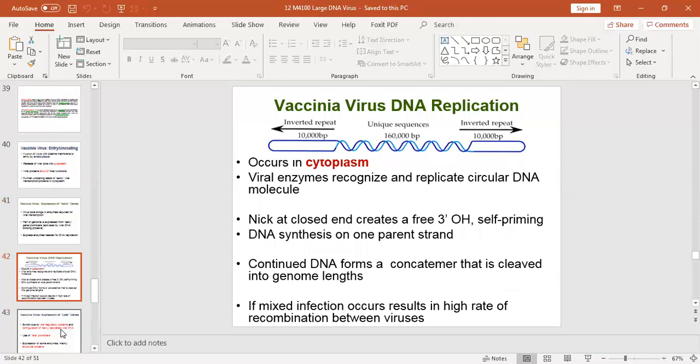Slide number 42, how does vaccinia virus DNA replication happen? We talked about the fact that replication of this virus occurs in the cytoplasm. Viral enzymes recognize and replicate those circular DNA molecules. At the end of these circular DNA molecules, the virus causes a nick, and it creates a free hydroxyl group, leading to self-priming, and this self-priming triggers the synthesis of DNA on one parental strand. Remember, we said that vaccinia virus is double-stranded DNA, so it occurs on one parent strand.